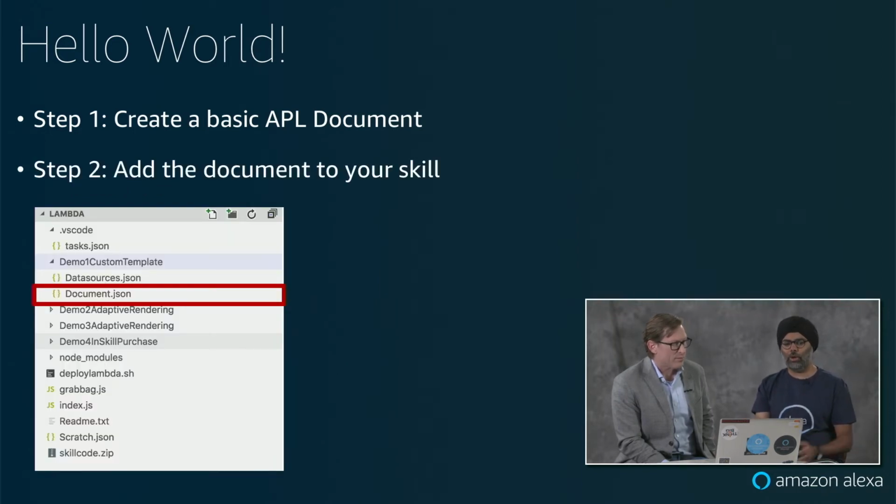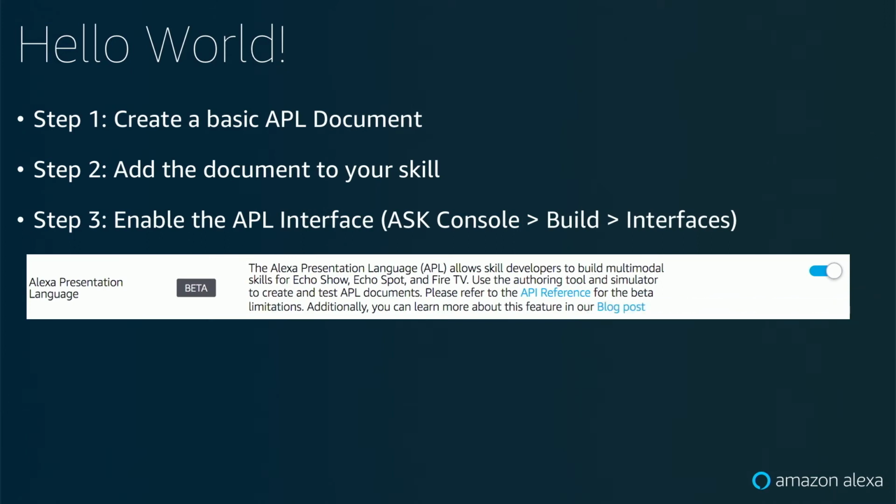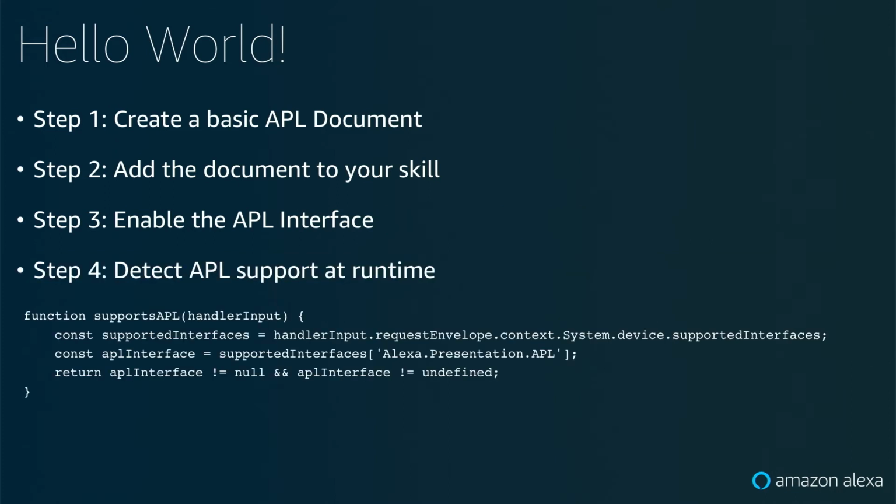Next, you add your document to your skill. Because I'm a little lazy, I just stuck the document inside my skill, inside a folder called Demo1 Custom Template. You enable the interface APL in the Alexa Skills Kit console. It's just a toggle button that you can turn on. You can also turn it on in your skill manifest.